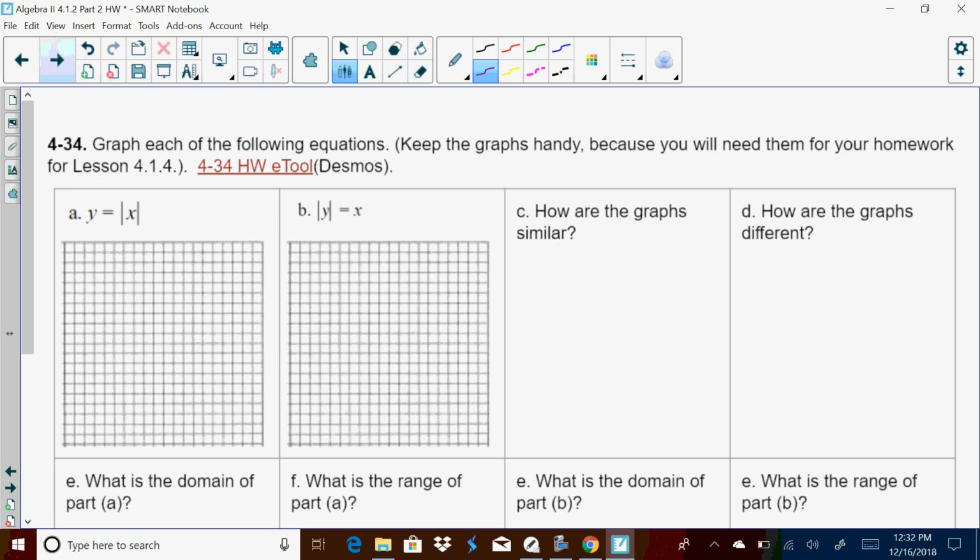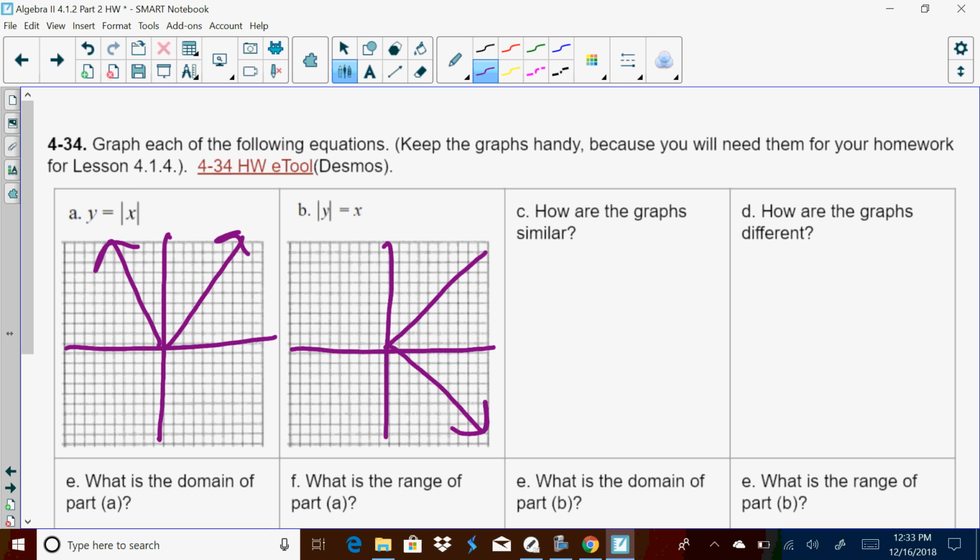Problem 34, graph each of the following equations. Keep the graphs handy. You need them for 414 later on. So for this one, it's just an absolute value because it's x. So it's a parent function, it's just this graph right here. But for b, since it's the absolute value of y, it actually flips it and it goes this way. So how are they similar? They're both V's. They go different directions, that's how they're different.